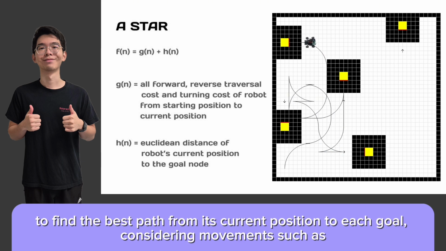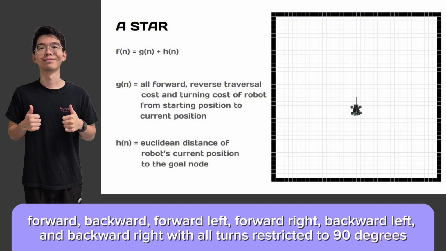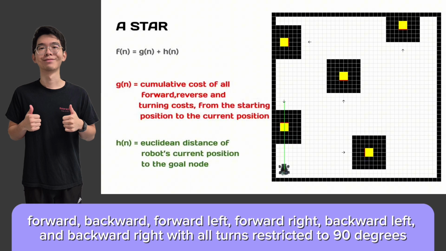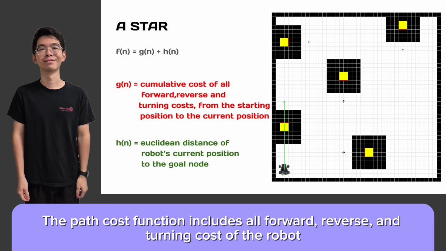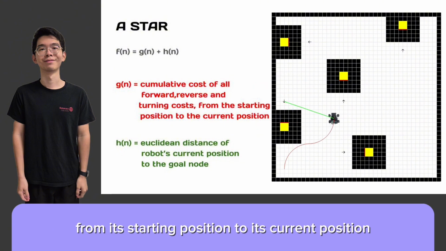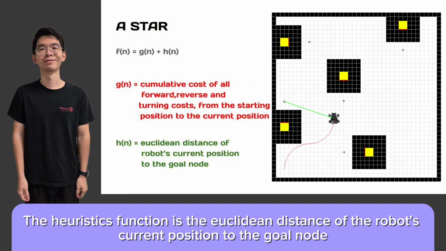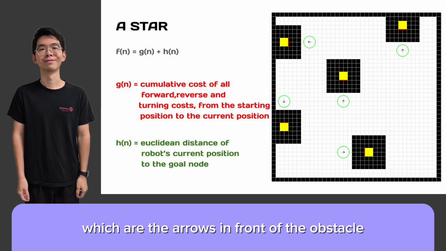from its current position to each goal, considering movements such as forward, backward, forward left, forward right, backward left, and backward right, with all turns restricted to 90 degrees. The path cost function includes all forward, reverse, and turning costs of the robot from its starting position to its current position. The heuristics function is the Euclidean distance of the robot's current position to the goal node, which are the arrows in front of the obstacle.